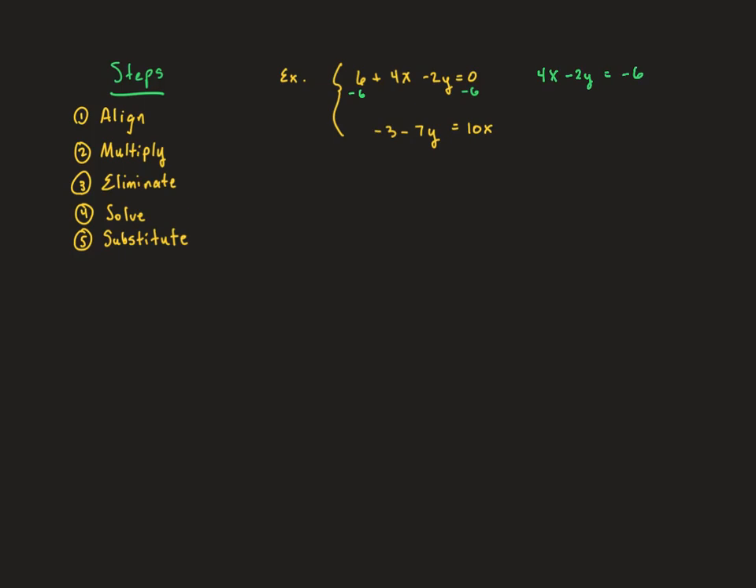Now, this one I'm going to have to add 3 to both sides. So that is going to give me -7y is going to be equal to 10x plus 3, and I'm going to go ahead and subtract 10x from both sides. And that is going to give me -10x minus 7y is equal to 3. So I have -10x minus 7y is going to be equal to 3.